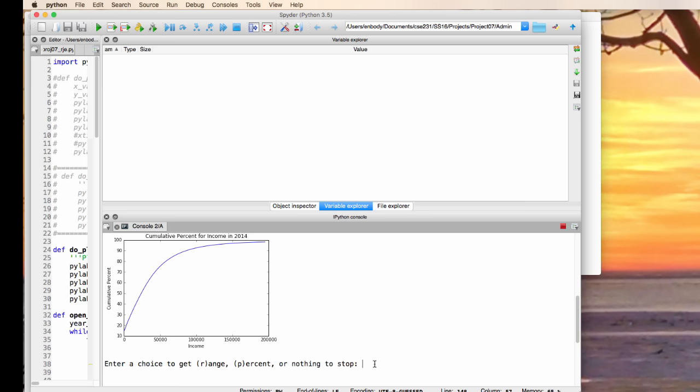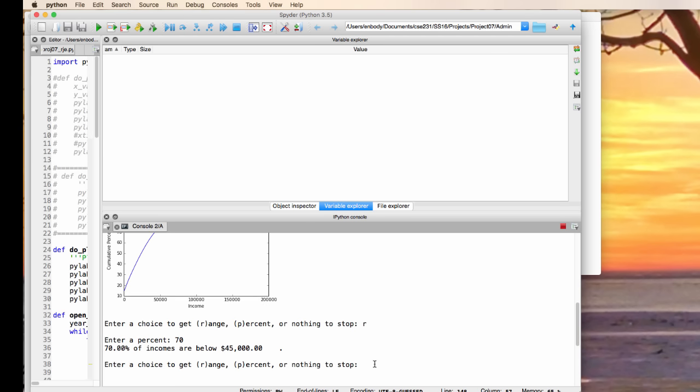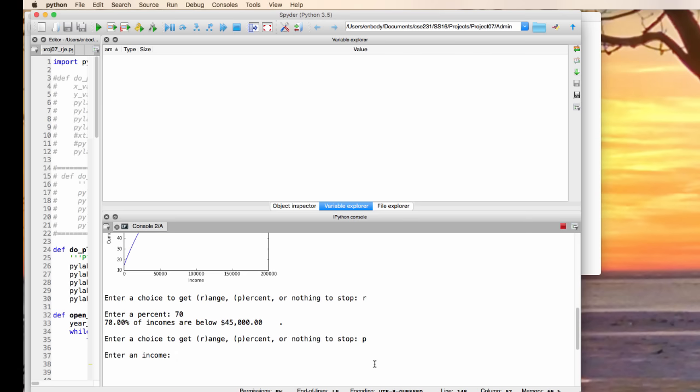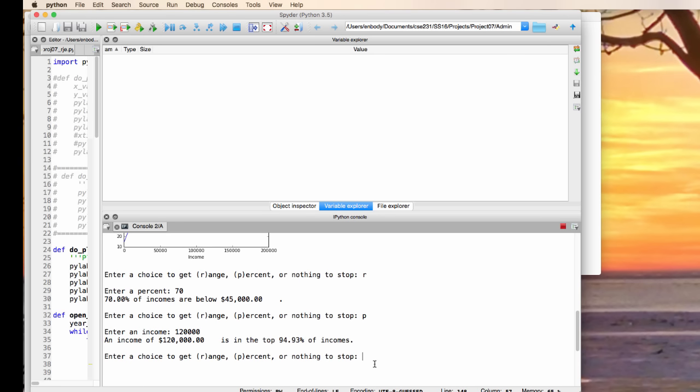Okay, so how does the rest of this work? Well, if I say I want a range, so we enter a percent. So who's in the 70%? 70% of incomes are below 45,000. If I did the P, it says enter an income. Let's do 120,000. Notice no commas in there, and it says, oh, that's the top 94%. So 94%, or basically 95% of the people earn less than that. So that means the top 5% is earning more than that.